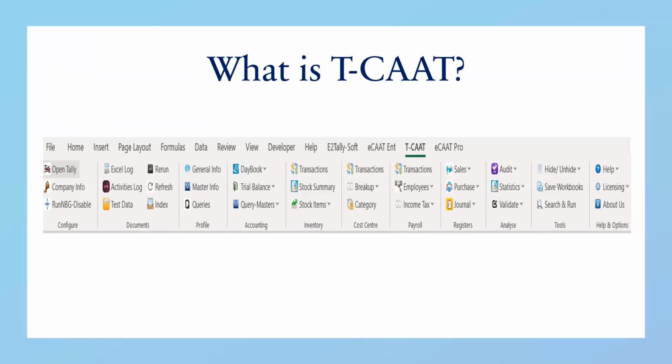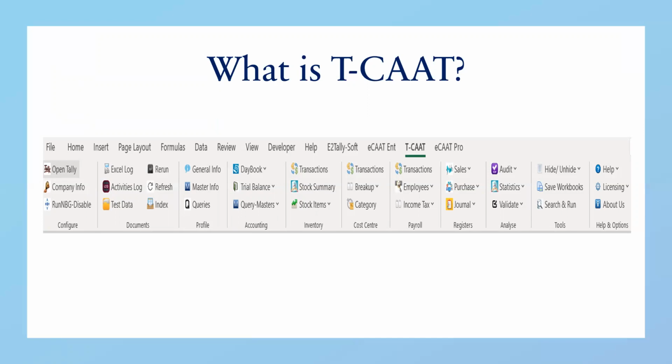You can also run features which take a long time in a background mode. You also have auto documentation in TCAT, where you maintain an Excel log. The software itself maintains that. The software also maintains the activities log. It has sample data, which you can use for testing some of the features. You can also rerun the functions which have been performed. You can refresh, which means you can perform the last run function. And you can also create an index file. I'll show you this a little later.